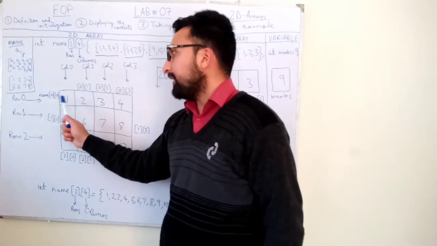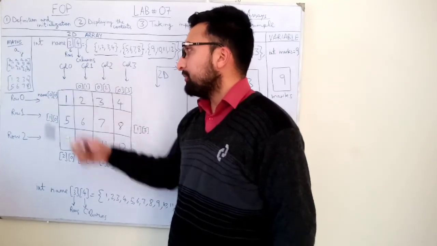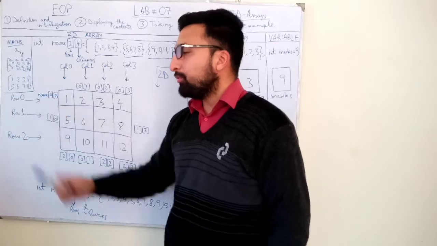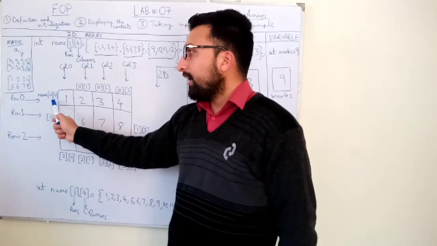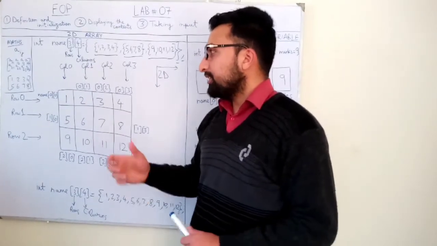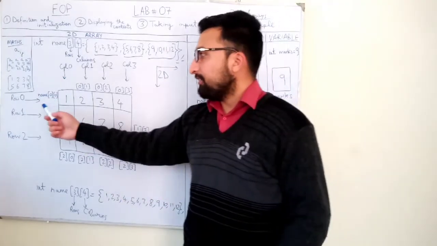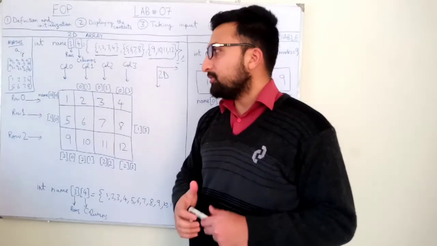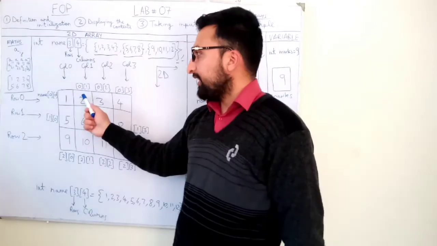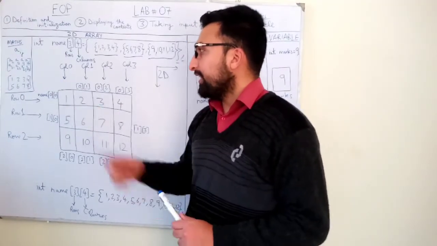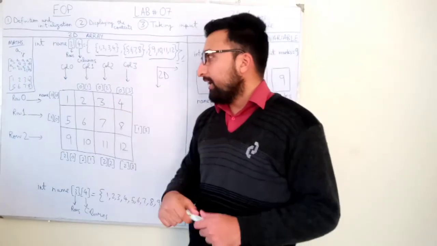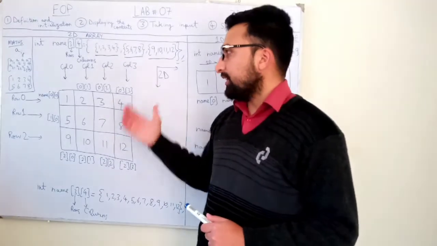For example, the first element lies at the intersection of row 0 and column 0, so it can be accessed using name[0][0]. Name is the name of the two-dimensional array, the first 0 is the 0th row, and the second 0 is the 0th column. Similarly, to access any other element, we simply need to see where the row meets the column where it is present. This one is at the intersection of row 0 and column 1, so it can be accessed using name[0][1]. The next element can be accessed using name[0][2], and the next using name[0][3].